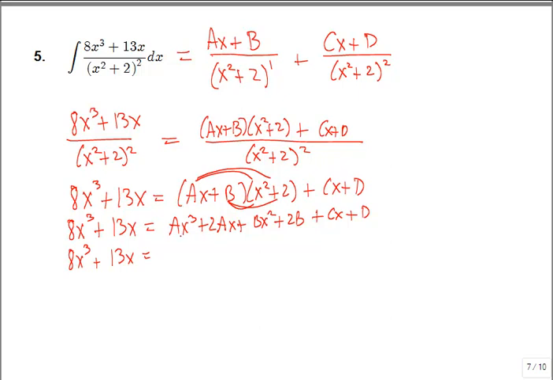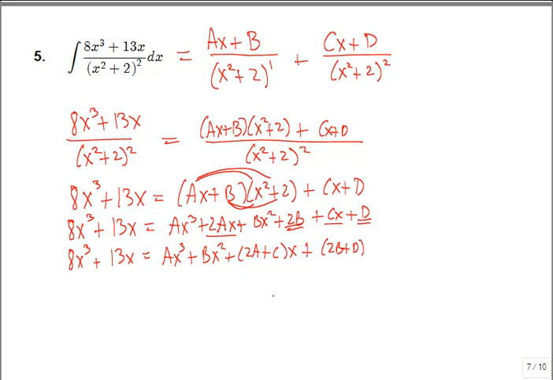There's only one cubic term, so let's put that one first. There's only one square term, so that one goes next. But there's two x terms, so I'm going to factor out the x and in parentheses write the coefficients, which would be the 2a plus the c, and the x goes on the side. And then my constant terms, the ones without the x's, are this 2b plus d. So I'm going to put those in parentheses as well, and that's kind of like my x to the 0 term, my constant.